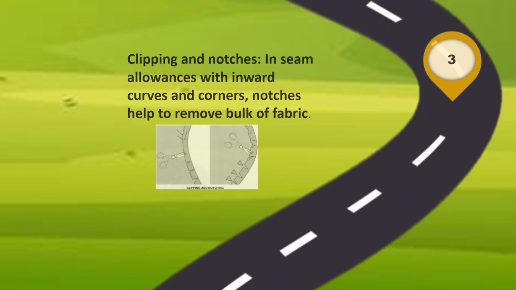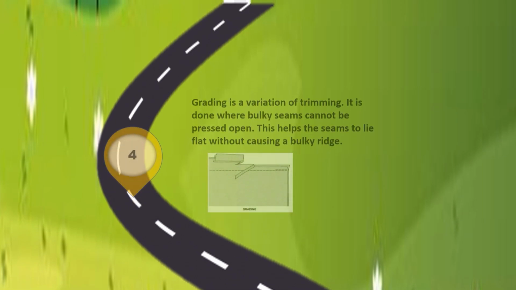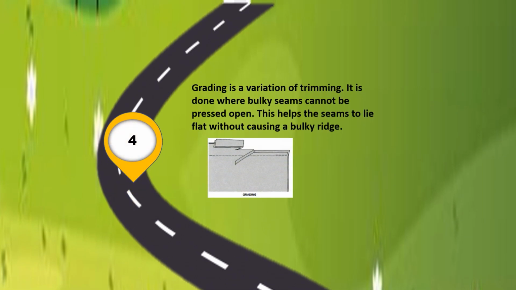Clipping and notches. In seam allowances with inward curves and corners, notches help to remove bulk of fabric. Grading is a variation of trimming. It is done where bulky seams cannot be pressed open. This helps the seam to lie flat without causing a bulky ridge.